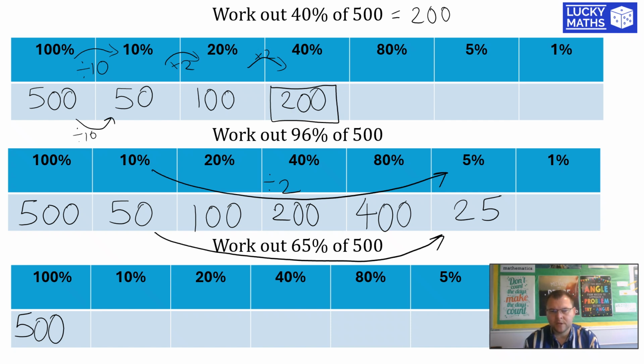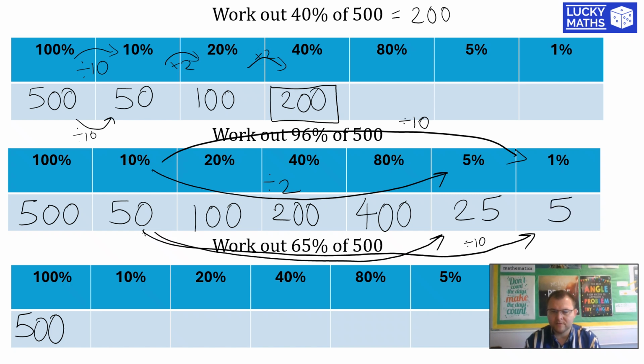But I also need to work out 1%. And the way I can do that is if I take my 10% and I divide that by 10, we can get 1%. So the 10% is really good, you've got to get that right, is what I'm trying to say, because otherwise you might not generate the remaining percentages you need. 50 divided by 10 means 1% would be 5.